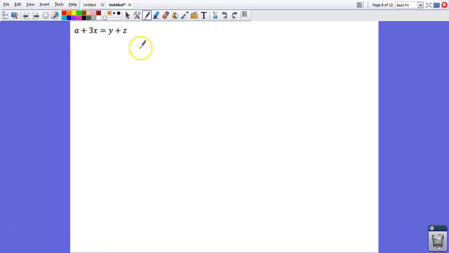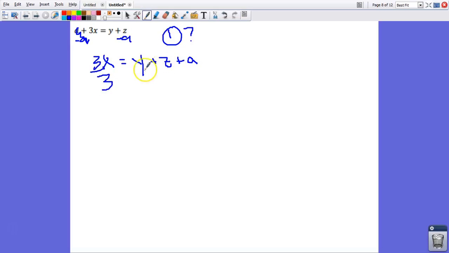Cool, so do you know where to start? I think we need x, right? So let's subtract a from both sides. So if I have minus a, these a's cancel. I have 3x equals y plus z plus a. Now I need to divide everything by 3.